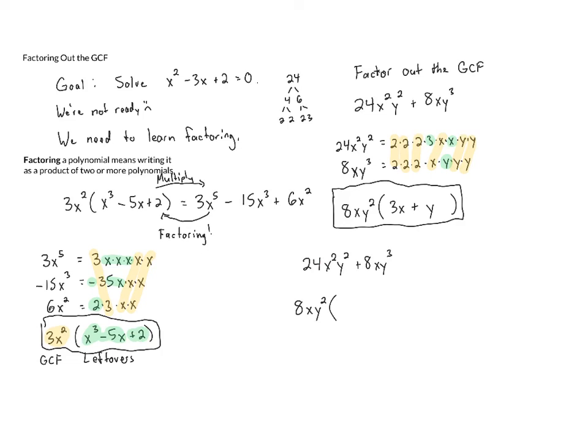24 divided by 8 is 3. X squared, we pull out an x, or we divide by an x, it leaves us with an x. And then y squared divided by y squared is just 1. So all we're left with there is 3x. And then in the other one, 8 divided by 8 is 1. X divided by x is 1. Y cubed divided by y squared, that leaves us just with 1y left. And we get the same answer, but we did it without having to write out those factorizations.